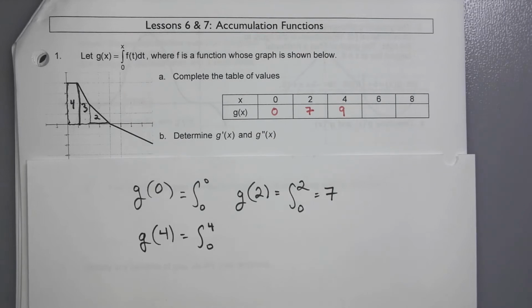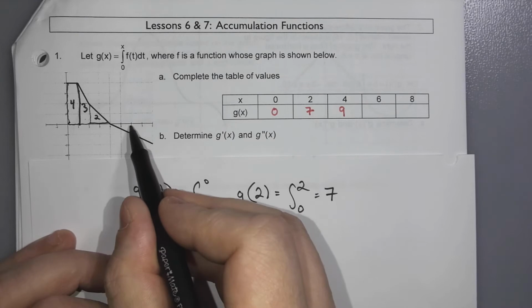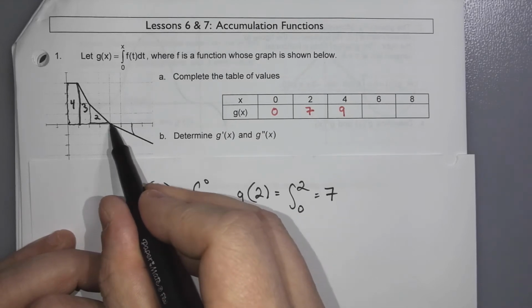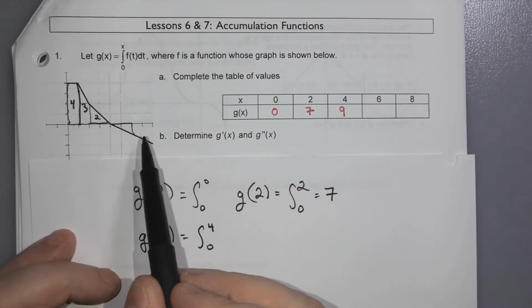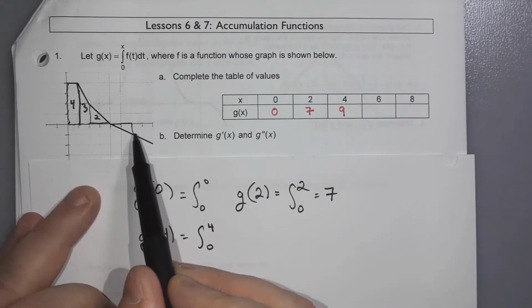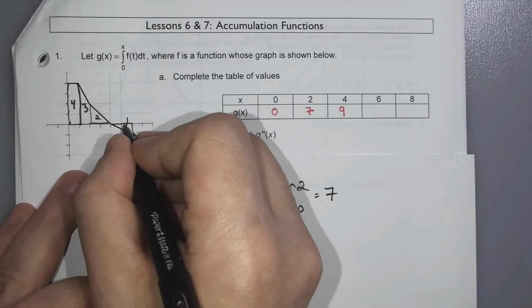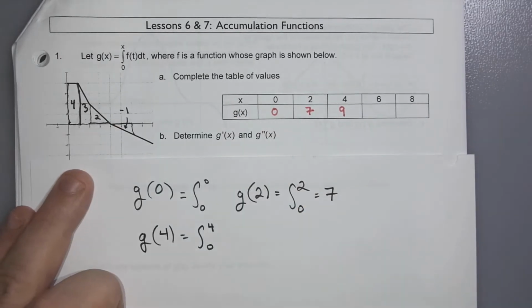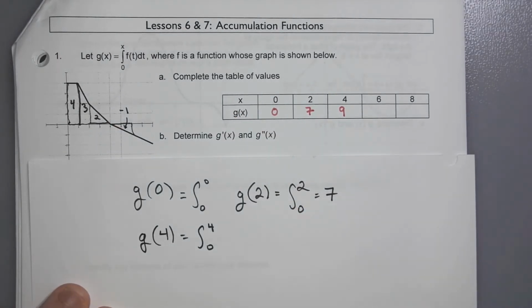Okay, now the fun parts. What is happening with g of 6? G of 6 all of a sudden means now we have to go into the negative area, because 6 brings us down below the x-axis. So this looks to be a 2 by 1. 2 times 1 is 2. Half of 2 is 1. So the area of this region down here, be careful, is negative 1 because it's below the axis.